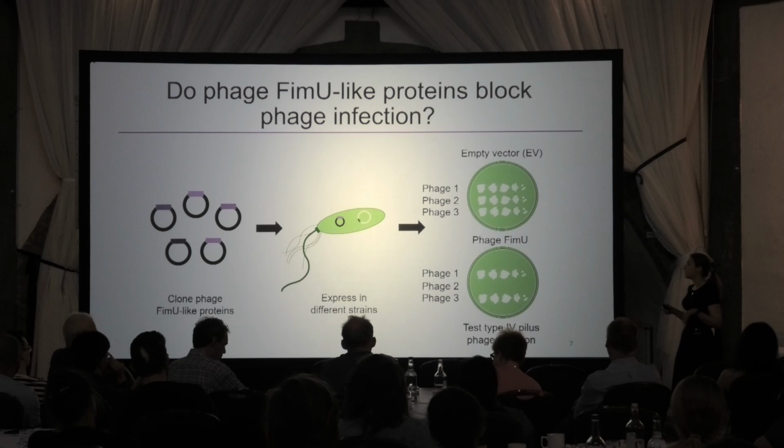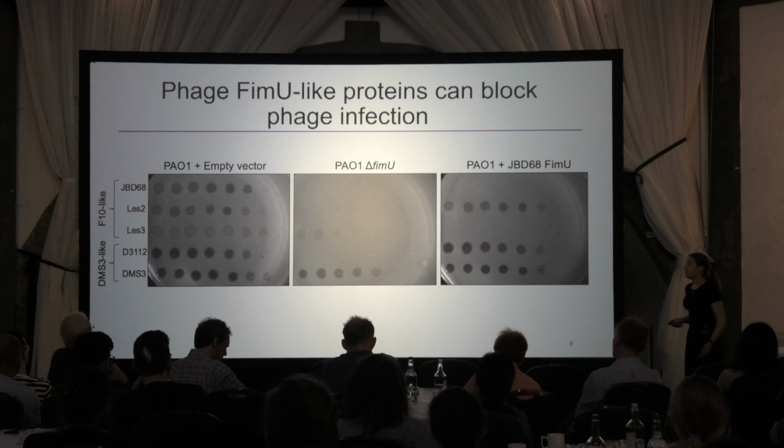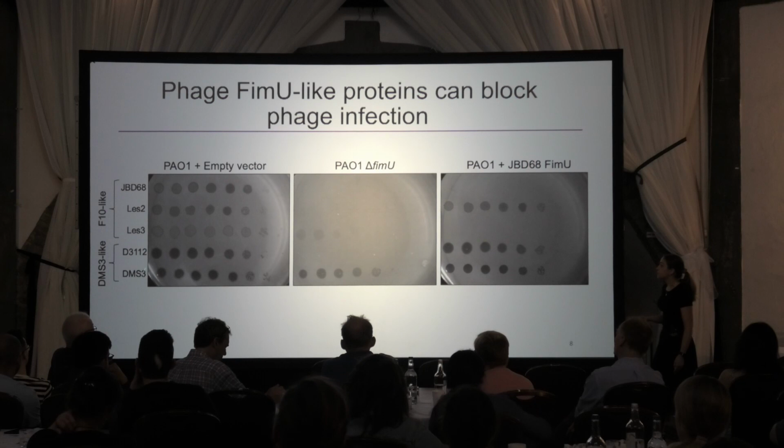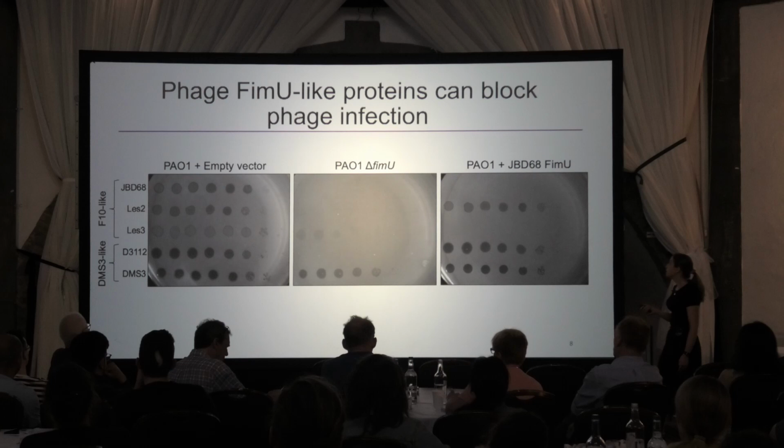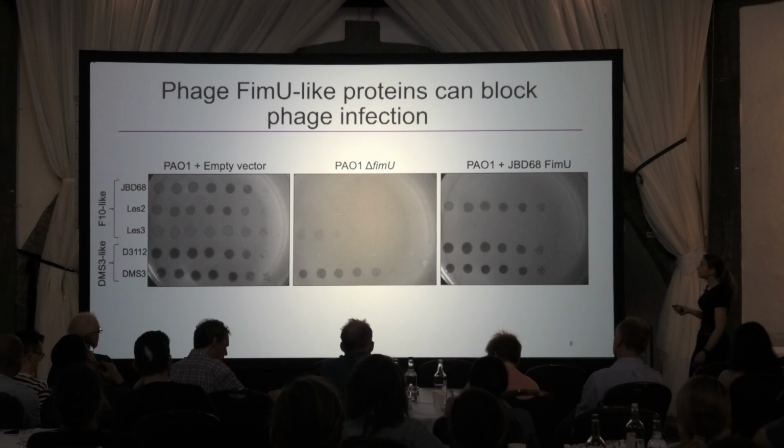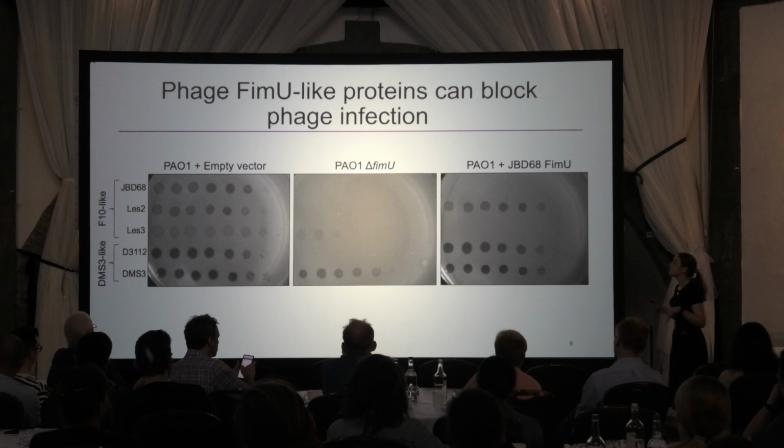So here I'm just showing you an example of one of these phage FIMU-like proteins. Along the side are the phages that I tested, and along the top is a strain of Pseudomonas PAO1. It's expressing either empty vector or one of the phage FIMU-like proteins. I'm just showing you JBD68 as an example. And I also have a strain of Pseudomonas PAO1 that has had its endogenous bacterial FIMU knocked down.